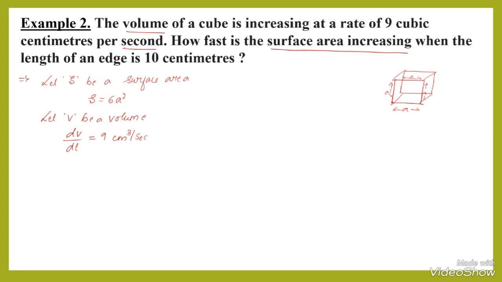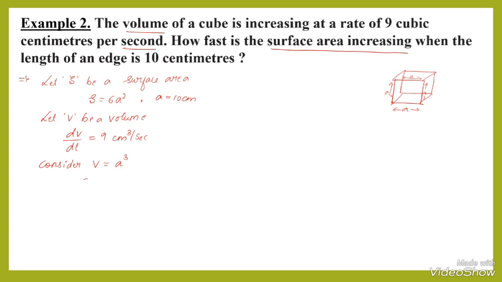Then the length of edge, that is a. Okay, I am taking the length of edge a, so that is 10 centimeter. Now we have to take the given points. First we have to find the volume. Okay, what is the volume of the cube? So I can consider volume of cube will be a cube. Here I am taking the side a, so volume will be a cube.